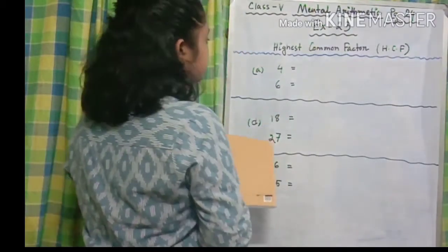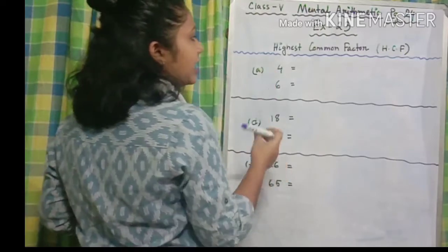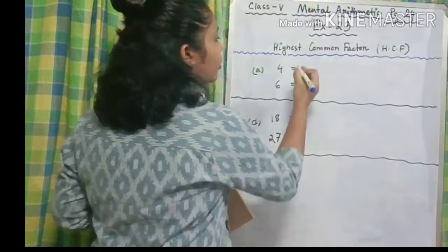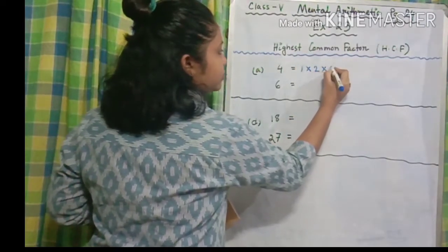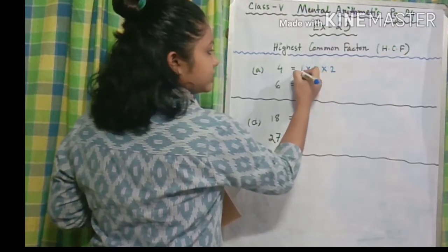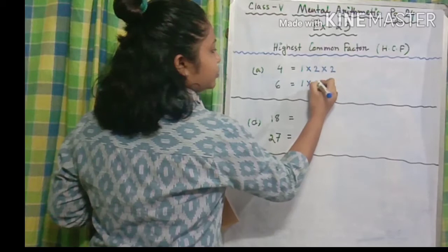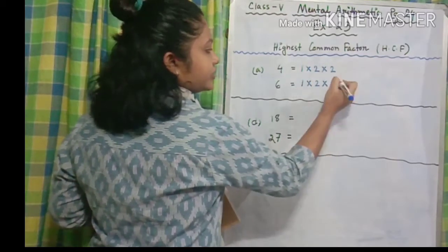Here two numbers I have taken, that is 4 and 6. Now when we are splitting 4 and 6 into their factors, how are we going to do it? 1 into 2 into 2, right? So 2 ones are 2, 2 twos are 4. Once again, 1 into 2 into 3, 2 ones are 2, 2 threes are 6.